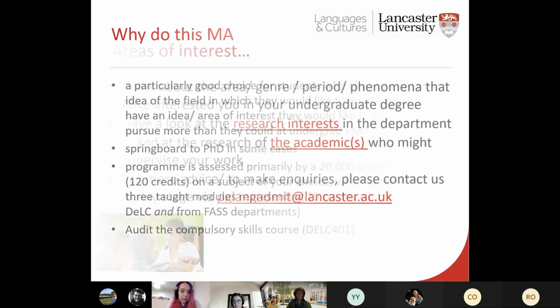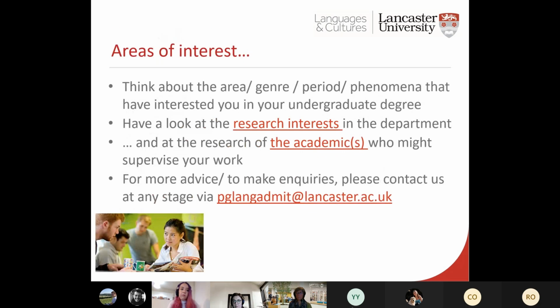Okay, so if this is of interest to you, maybe give some thought to what did interest you, what you maybe didn't have a chance to look at in your undergraduate degree. You can look up the research interests of colleagues in Lancaster via our website, and you can look at their research and think about who might supervise your dissertation. And there's our email if you'd like to drop us a line to ask us about doing the MA in Languages and Cultures by research.